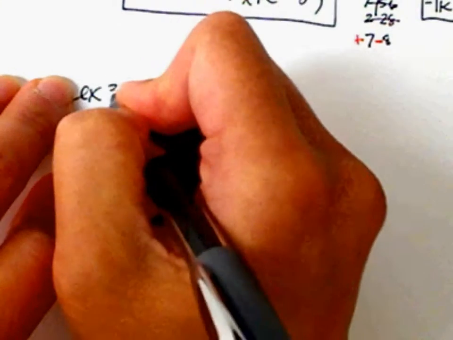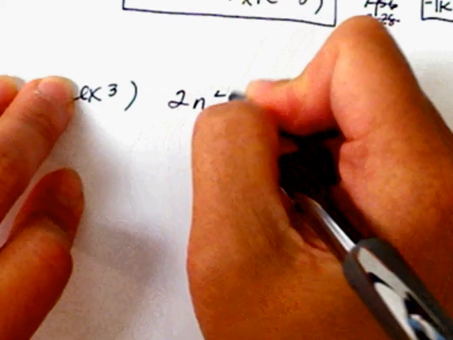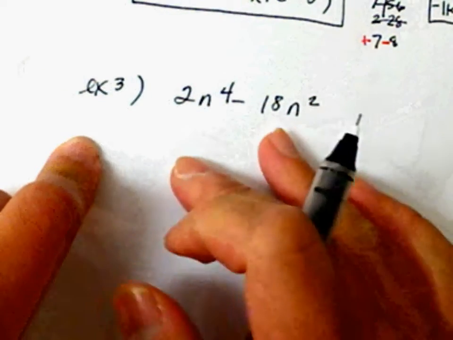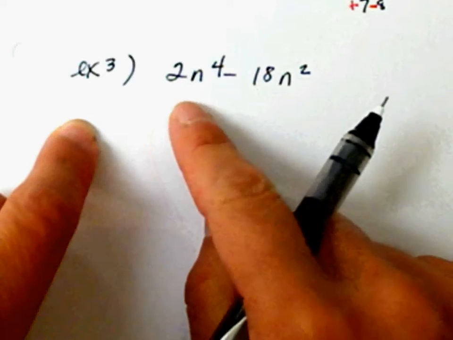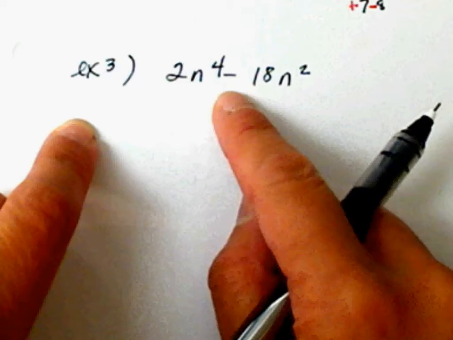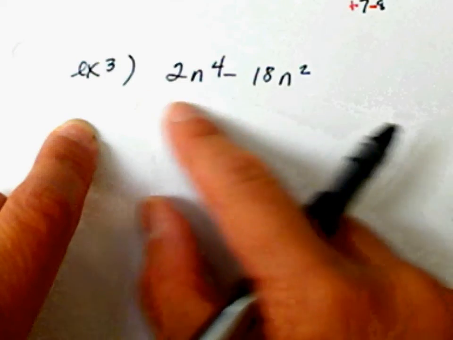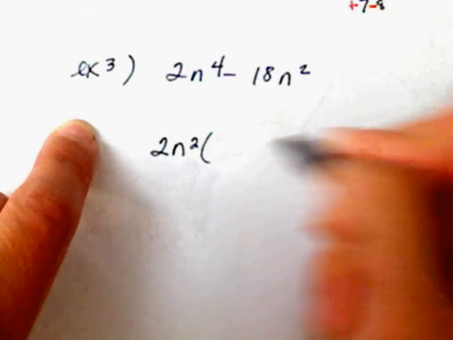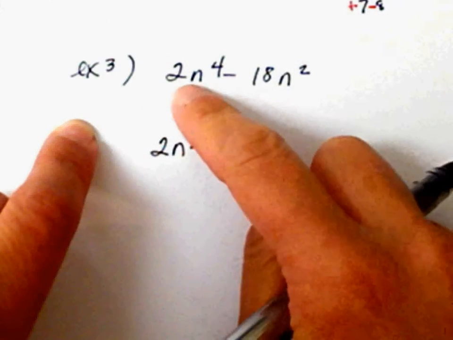Example 3. You have 2n to the 4th minus 18n squared. This is a binomial. And how do you know it's a binomial? It has two terms, 1, 2, separated by plus or minus. Find your greatest common factor. What do these two have in common? 2n squared. So I'm going to divide every one of these terms by 2n squared.